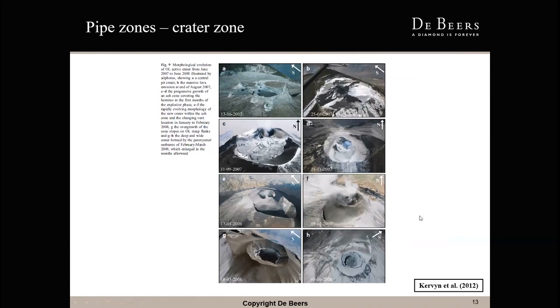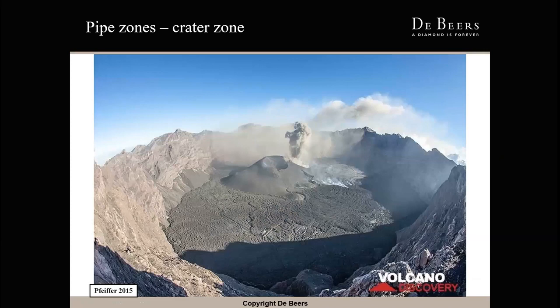And of course, bear in mind that what you eventually observe when you drill your kimberlite is the last phase of eruption, or the last sequence of activity that took place. And you basically have to decipher what happened prior to that. This particular example is a pipe in East Java.